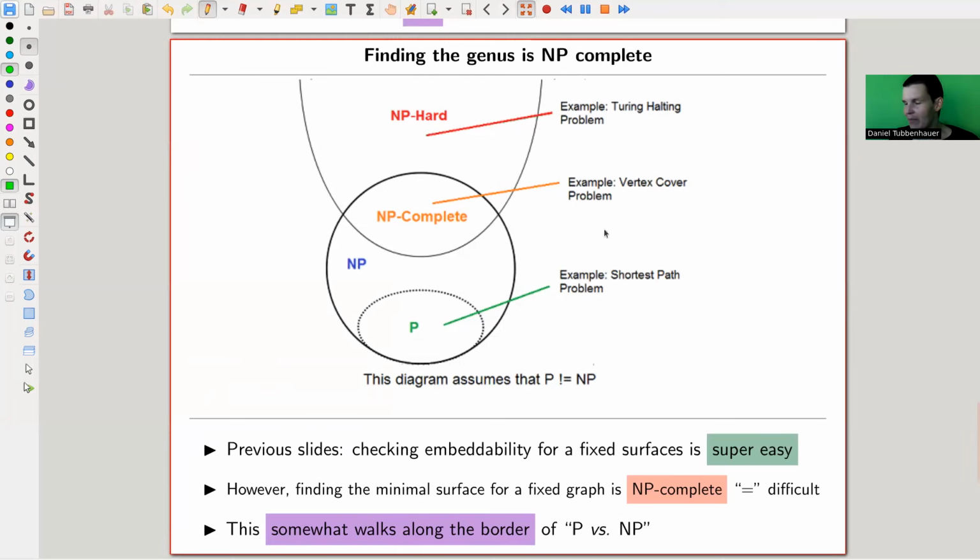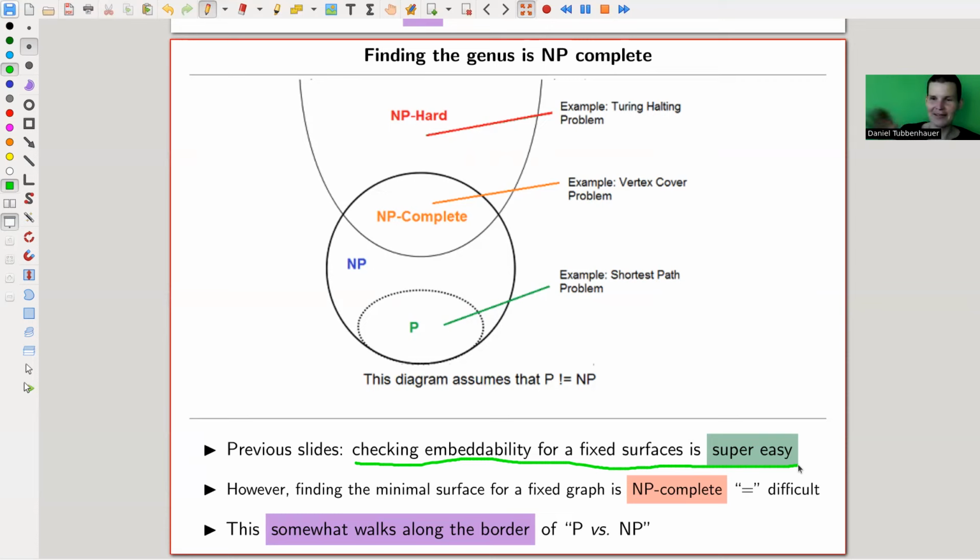And this is kind of weird, right? Checking embeddability on a fixed surface is super easy. Let me call linear time super easy. Kind of the opposite problem, finding the minimal surface: you would think, okay, checking embeddability on a fixed surface is easy, so finding the minimal surface should also be kind of easy, right? Turns out that is an NP-complete problem. It does exactly the opposite. So that's an NP-complete problem.